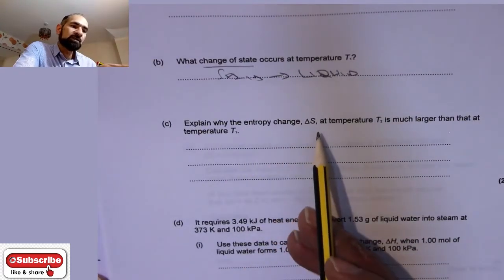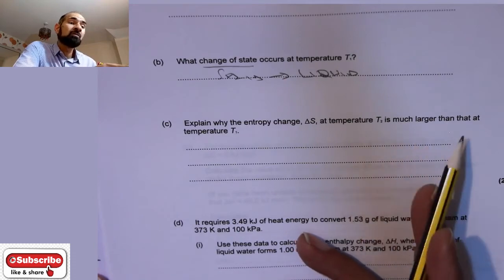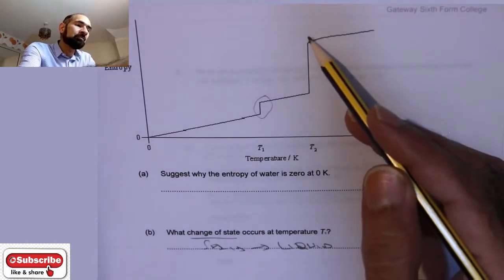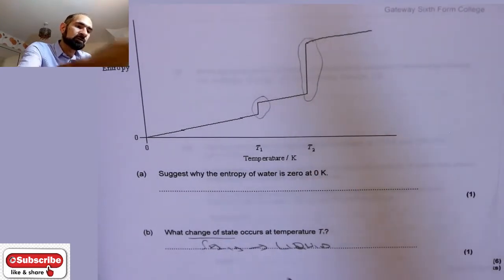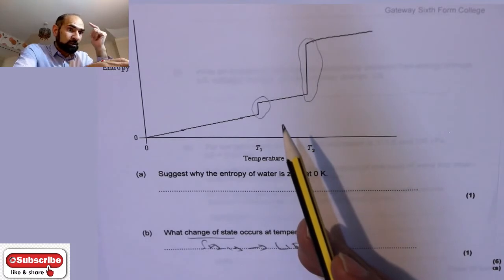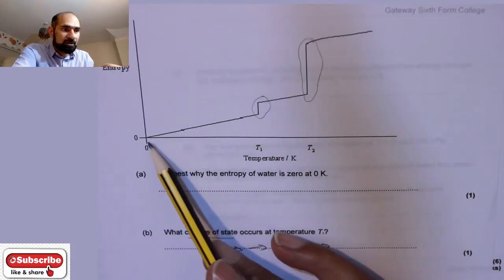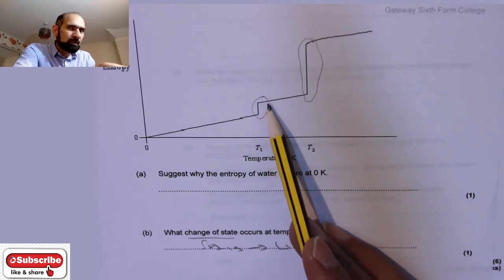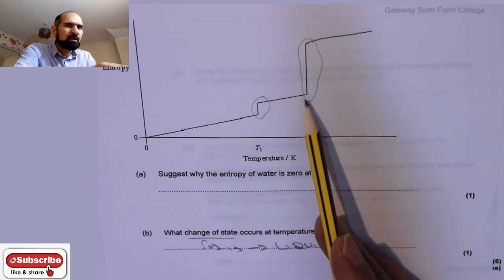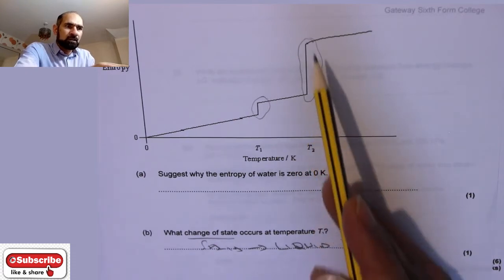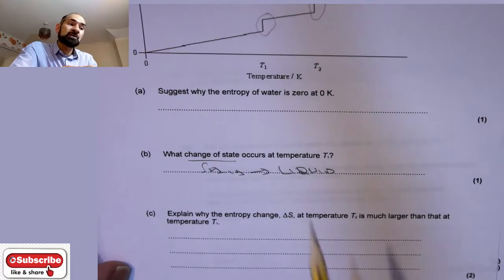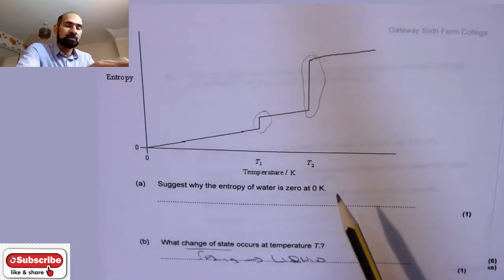Explain why the entropy change, delta S, at temperature T2 is much larger than at temperature T1. So at T2, why is this jump a lot larger than this one? Continue with your visualization of the block of ice. At this point, it's melted, so now it's a liquid, and you continue to heat it. What could happen? Common sense, it's turned into gas. So the water here is boiled off. So the question is, why is the entropy change at that point bigger than the entropy change at this point?